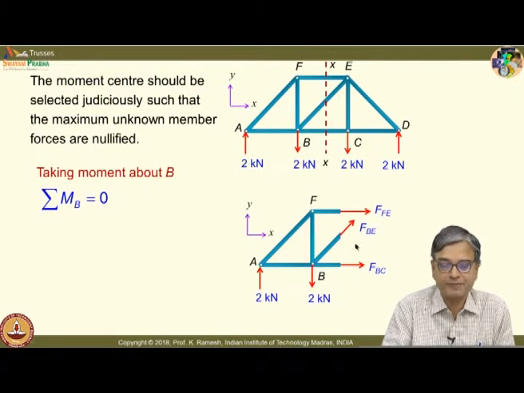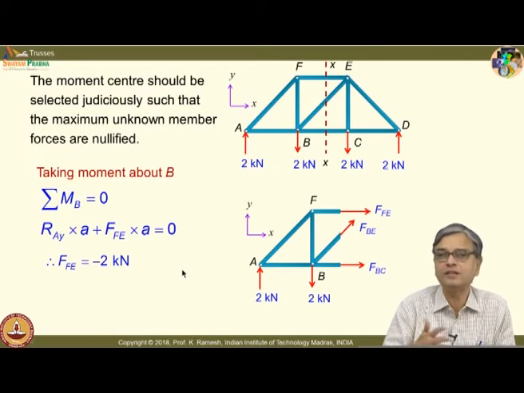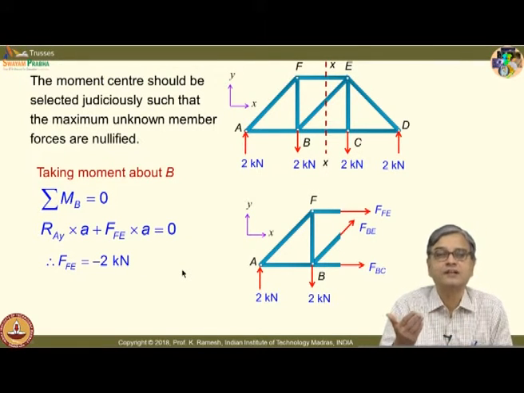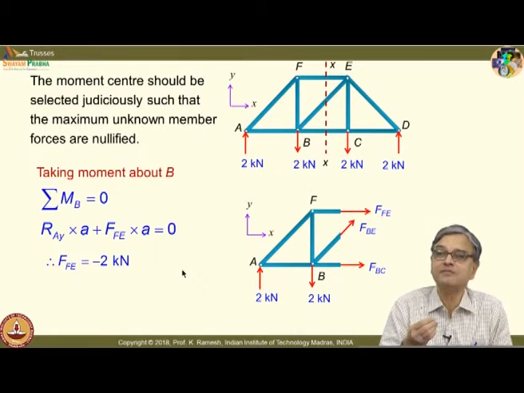The forces FBE and FBC do not contribute anything. I can directly write one equation and get the value of force FFE, and this gives me as minus 2 kilonewton. And when you say minus, we have already taken a clever way of representing the forces. Even without visualization, you could conclude that the force is compressive on the member.